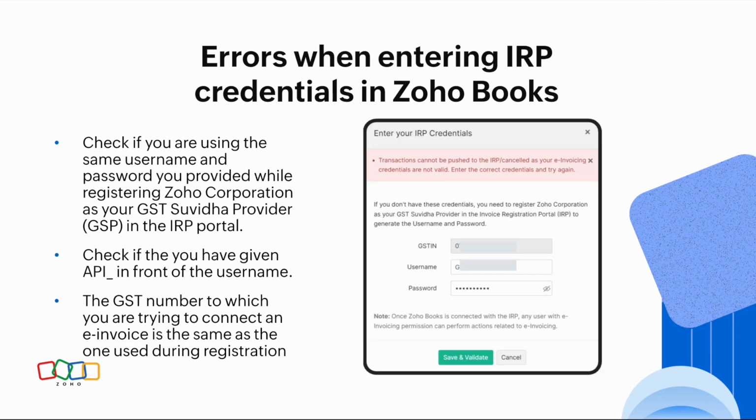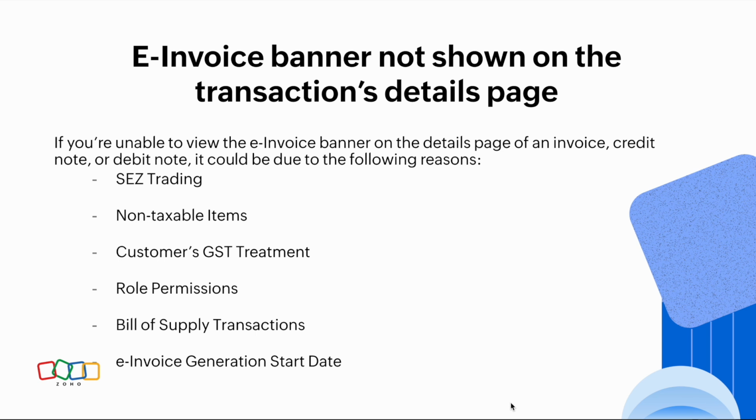This error will be thrown if you do not enter the same username and password via which you have registered Zoho Books as GSP in the IRP. So while enabling e-invoicing in Zoho Books, you have to always ensure you enter the same username and password in Zoho Books as well. E-invoice banner is not shown on the transaction detail page.